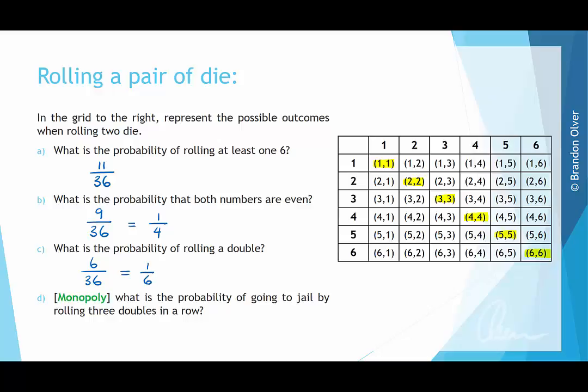So if we throw our minds over to Monopoly for a second, we could ask, what's the probability of going to jail by rolling 3 doubles in a row? So you could represent this on a tree diagram. So here you could throw a double, or you could not throw a double, so the complement of D. Then you could throw a double, or not a double. And lastly, you could throw a double or not a double.